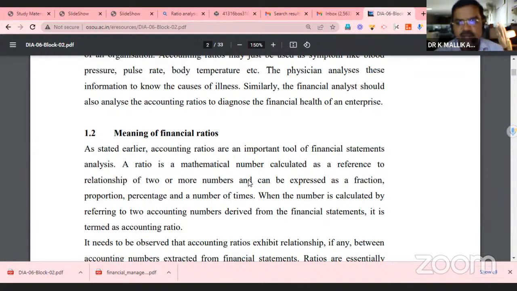We can compare one company's performance to another company, or to industry performance. These ratios are also useful for comparing this year's result to the previous year's result or the last 5 years' results. So it is very useful for managers in making decisions.